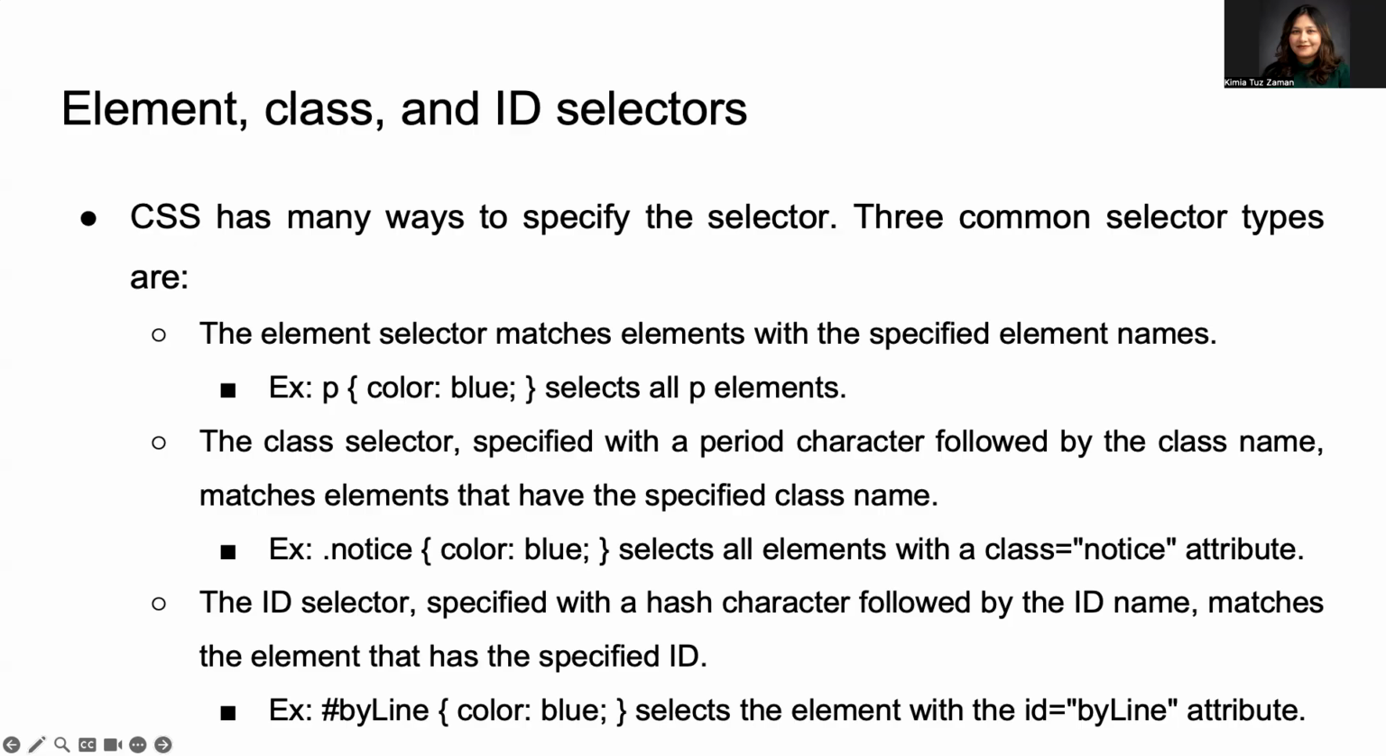Finally, there's the ID selector. IDs are unique. They are meant for one single element on the page. We target them using a hash symbol followed by the ID name. So if I write #byline, color is blue, only the element with ID equal to byline will be styled.